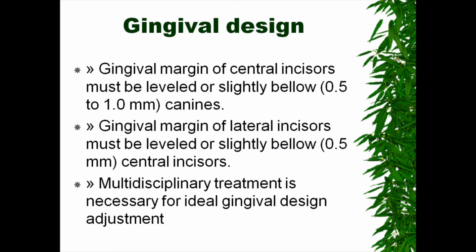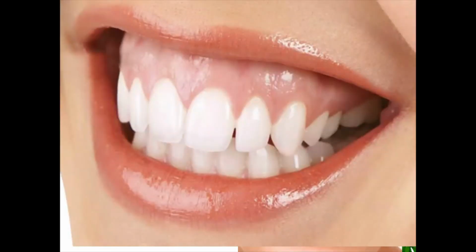Gingival design. The gingival margin of the central incisor must be leveled or slightly below, 0.5 to 1 mm, that of the canines. The gingival margin of the lateral incisor must be leveled slightly below, 0.5 mm, to the central incisor. Multidisciplinary treatment is necessary for ideal gingival design adjustment. So the gingival margin should be at different levels.